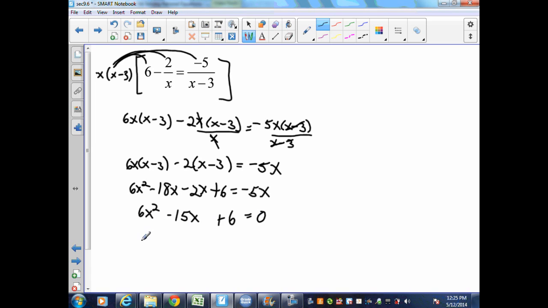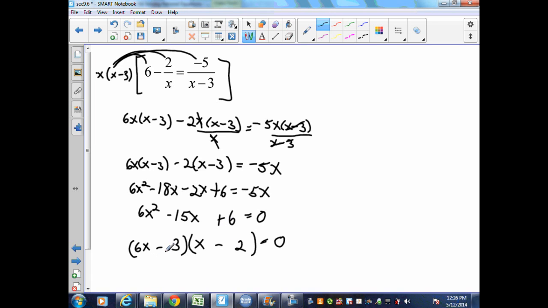Now I can factor my quadratic. And when I do, I'm going to break this into 6x and 1x. And then I'll break this into 3 and 2. And since this is a minus, that'll be a minus 3 minus 2. That will give me a negative 12 minus 3, which is a negative 15x. But a negative times a negative is a positive 6.